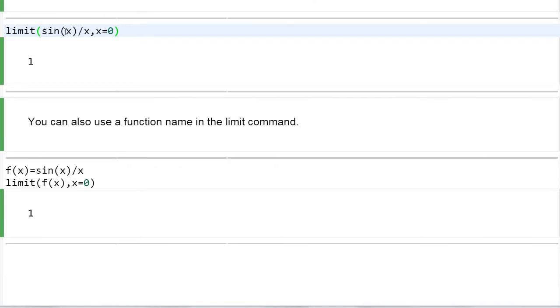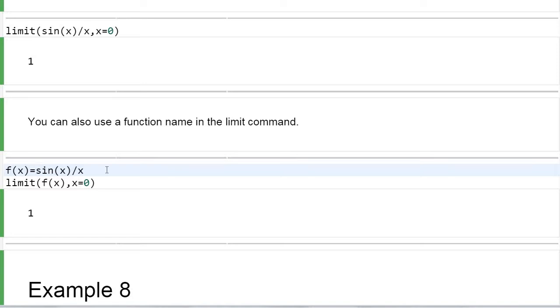So here I typed sine x over x directly. You could also, if you've previously defined the function, maybe to graph it or do something else with it, you can use the function name in here, just like with all the other Sage commands.